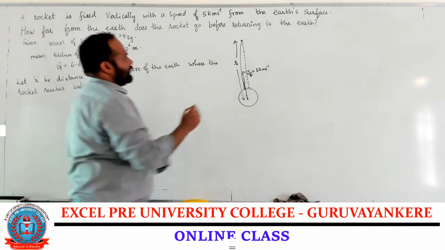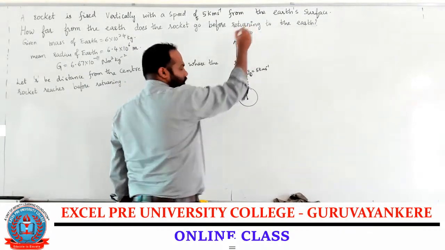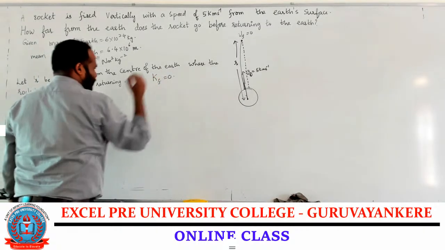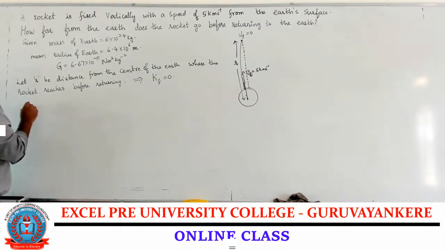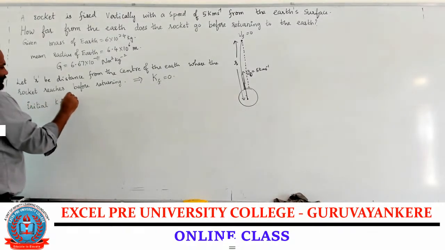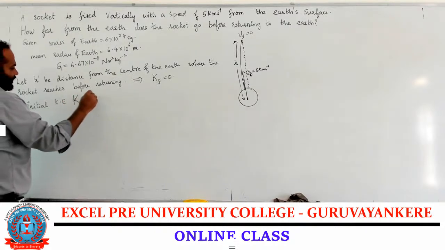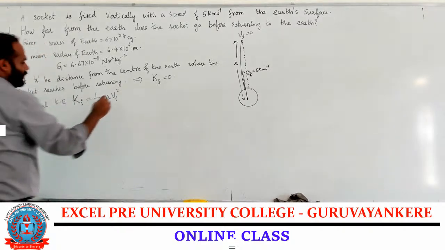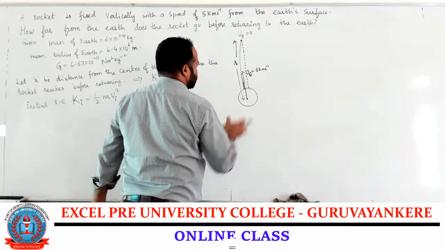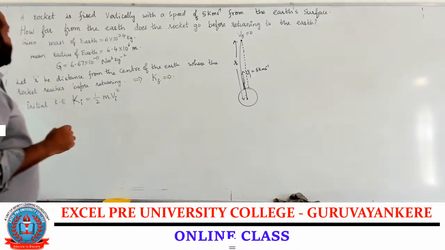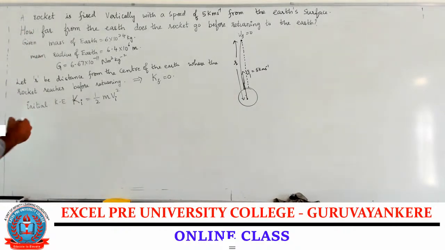Correct? So at the maximum height its velocity will be 0, no? So that implies final kinetic energy is 0. Then what about initial kinetic energy? Initial kinetic energy Ki is half m vi square, where vi is 5 kilometers per second. You don't know what is the mass of the rocket anyway.